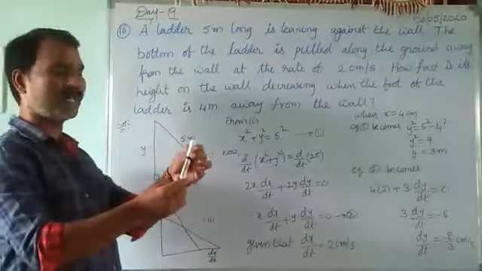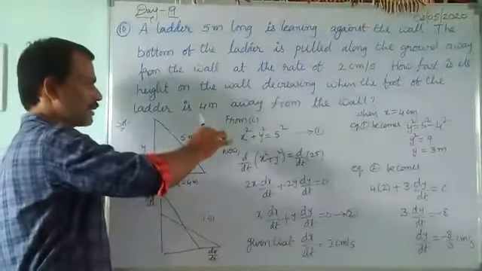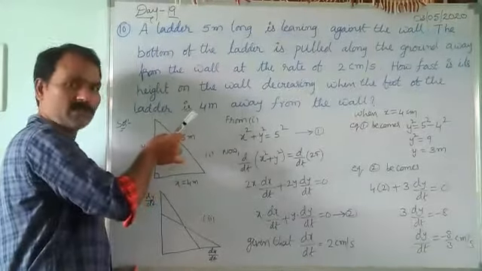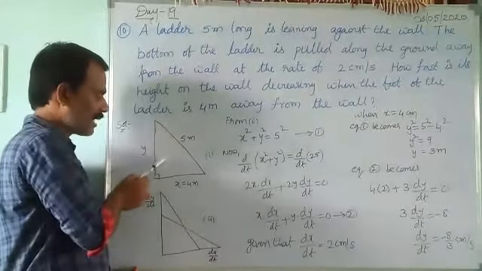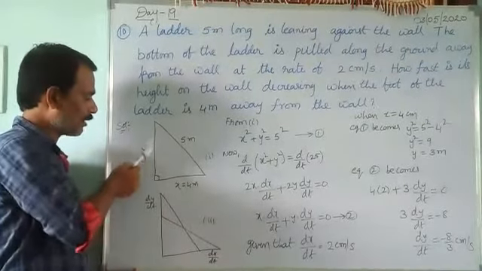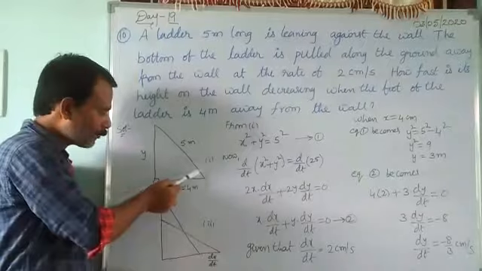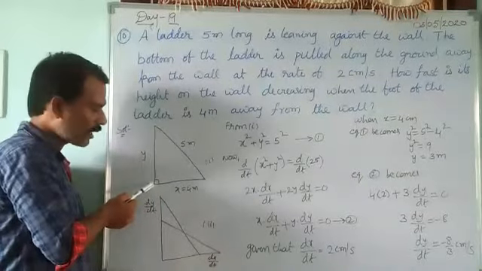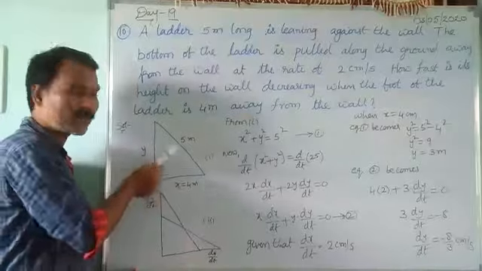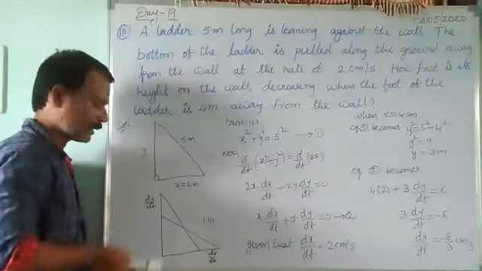Just feel like this is a ladder. The ladder we are keeping against the wall slantly, like this. So observe the first diagram. This is the ladder, guys, this is the height of the wall, and this is the ladder foot away from the wall. Now this complete diagram looks like a right angle triangle.